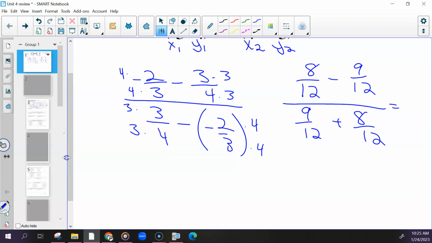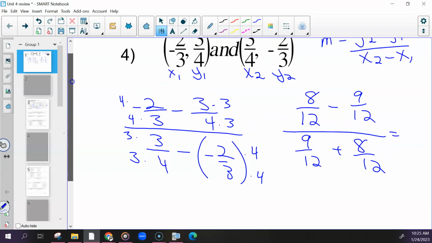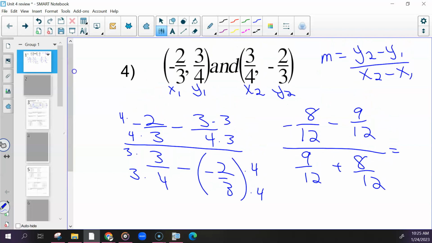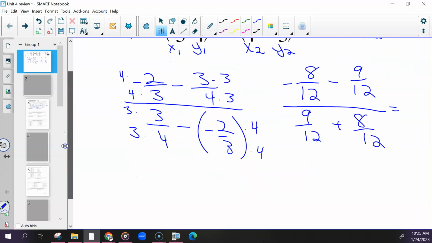I don't think anyone caught that, but okay. Alright, so for subtracting, this is -17 over 12 over 17 over 12.